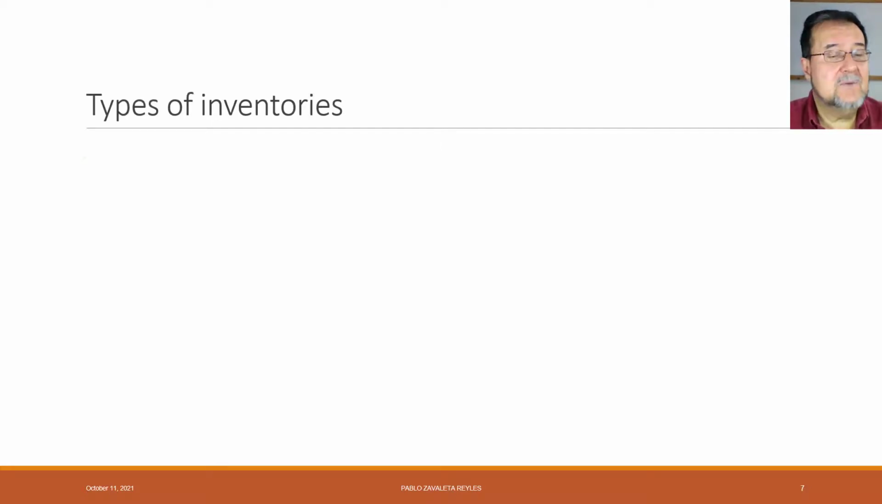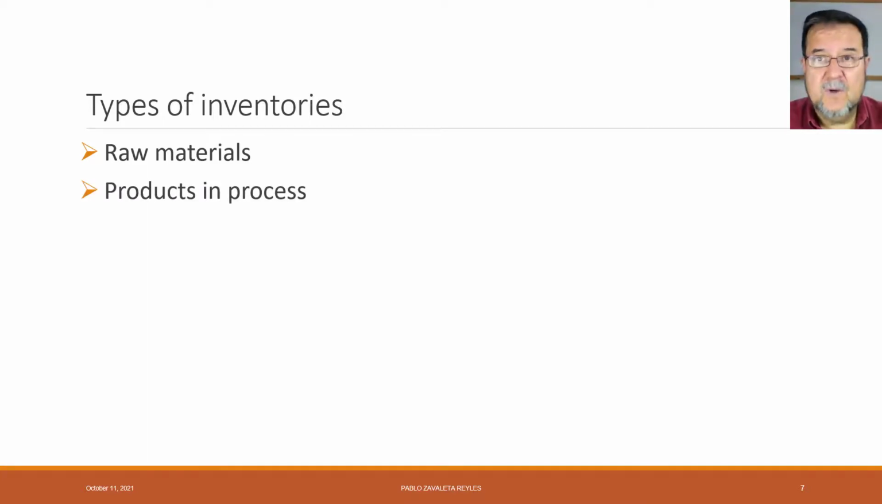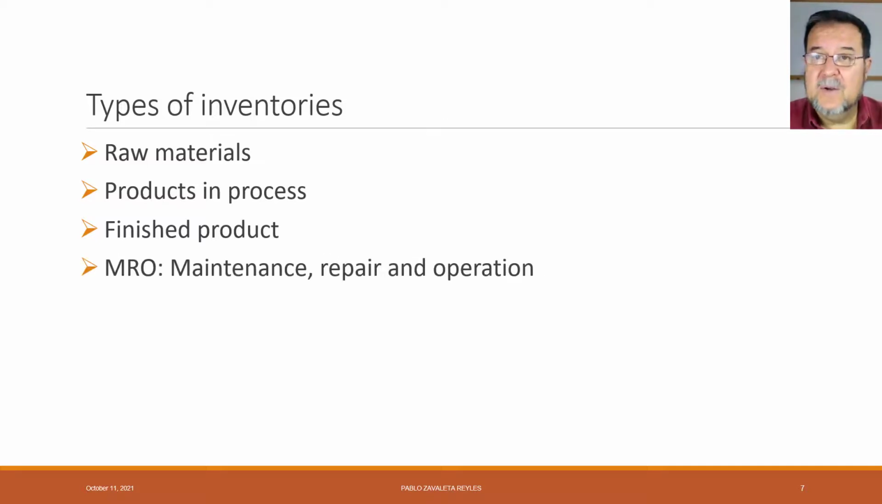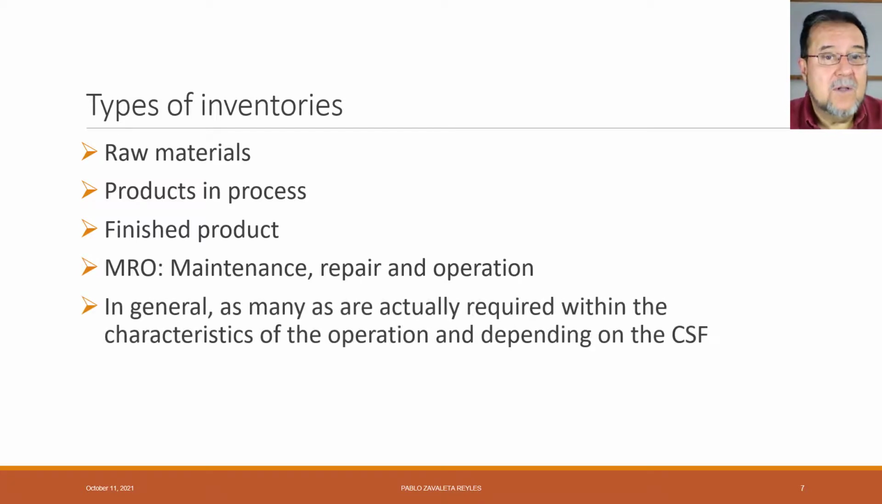Types of inventories, as we said before: raw materials, that is supplies, products in process, work in process, finished product, but we also have MRO, maintenance, repair and operation, and we might have office supplies or whatever. In general, we need inventories for everything that hits our CSF, our critical success factors. So even if something is very seemingly small, you will have to take a very, very hard look at it.